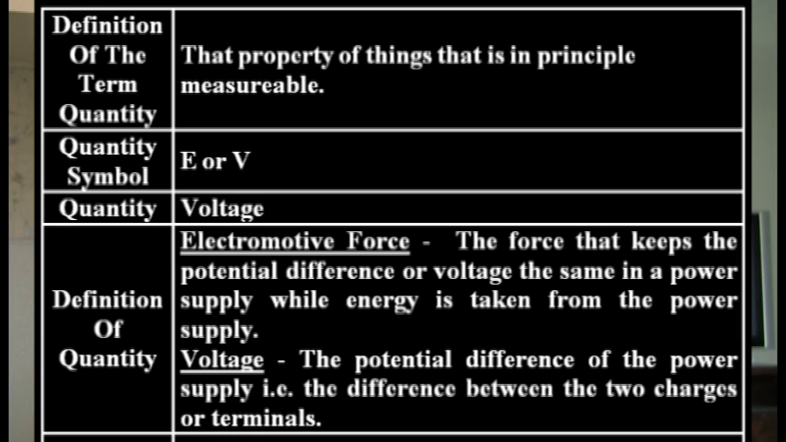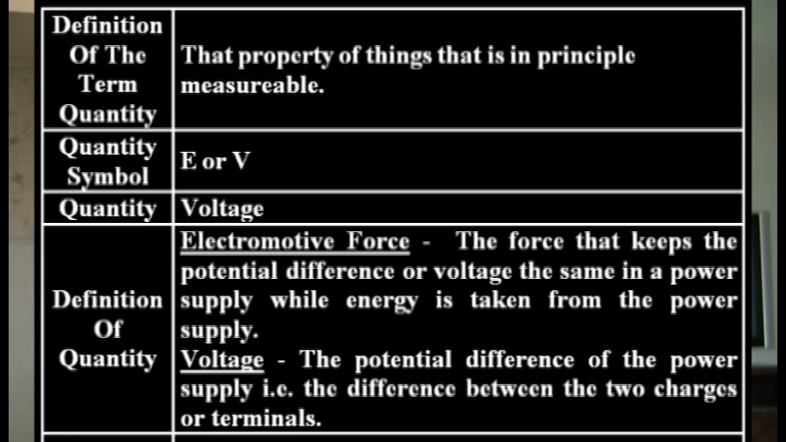So anyway, there's the next one, quantity symbol, E or V. We already discussed that. Both of them stand for voltage. EMF stands for electromotive force, but when you just see E alone, that stands for voltage. V stands for voltage. Okay, so the quantity is voltage. And we got two different definitions there. Remember, they're two different things. Electromotive force is not the same thing as voltage. But the E and the V mean the same things.